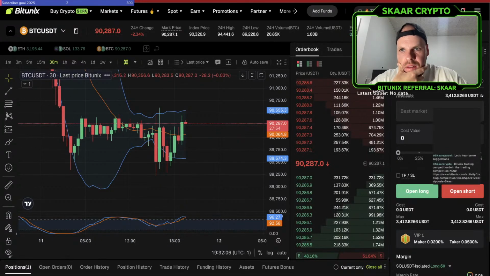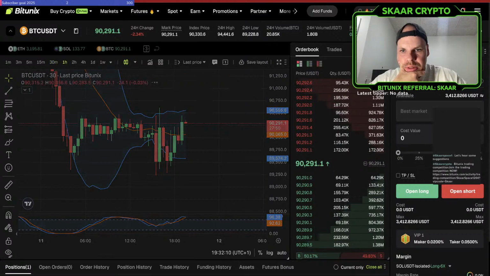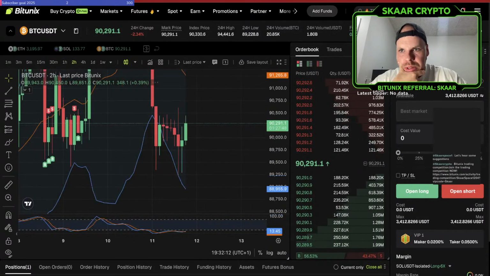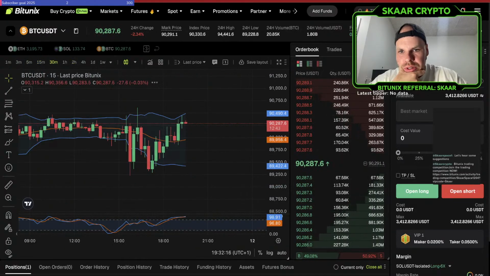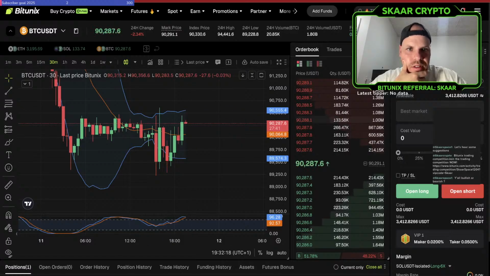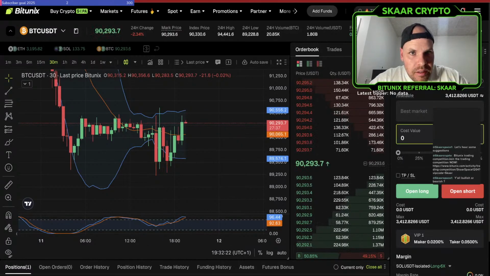It looks like on the half hourly, stochastic is kind of topping out. The 1 hourly is topping out, and the 5 minutes has a slow descent. It could look like we should short it. I promised you guys that we are going to just act on it.